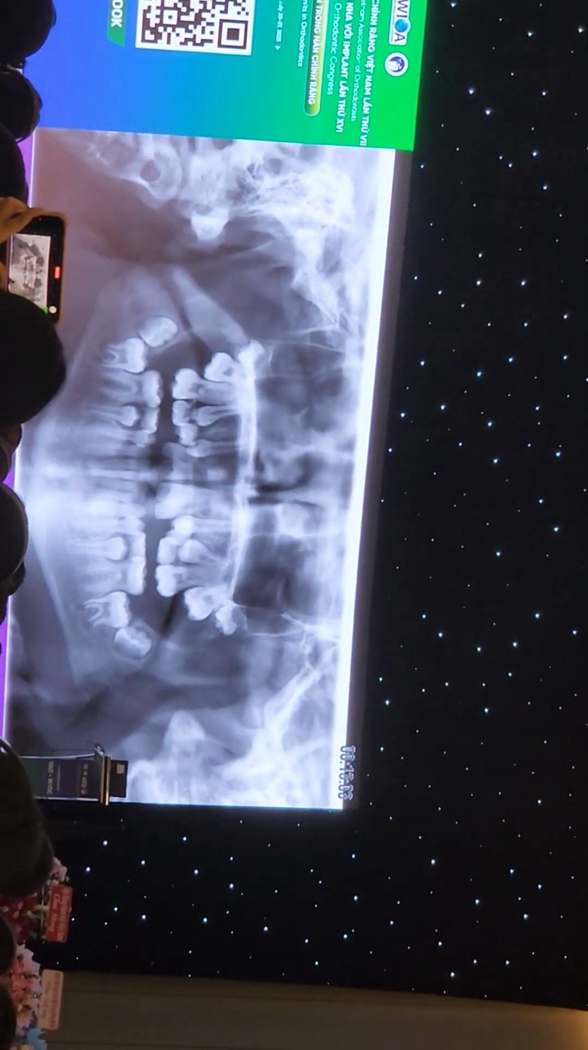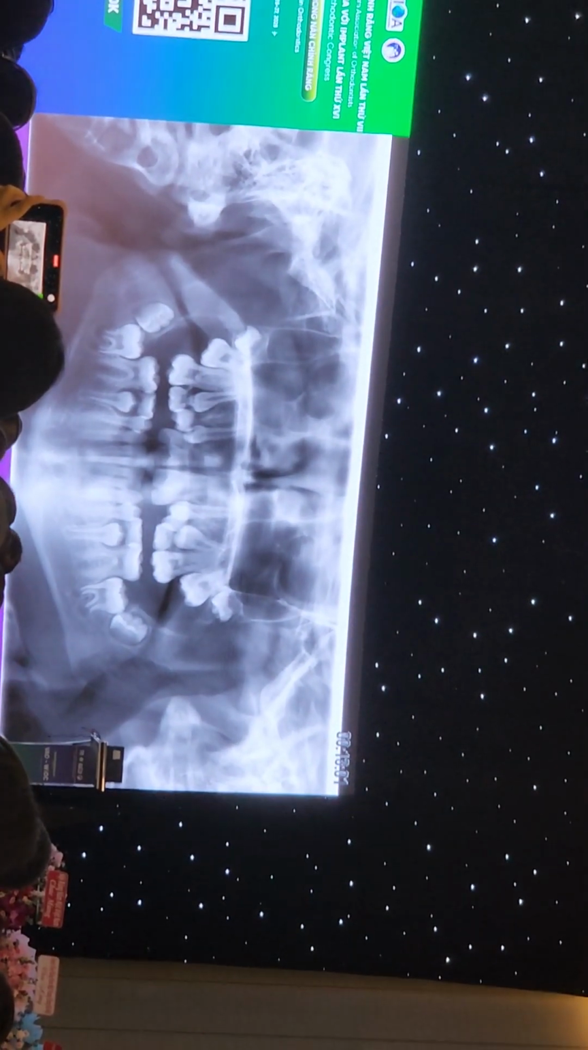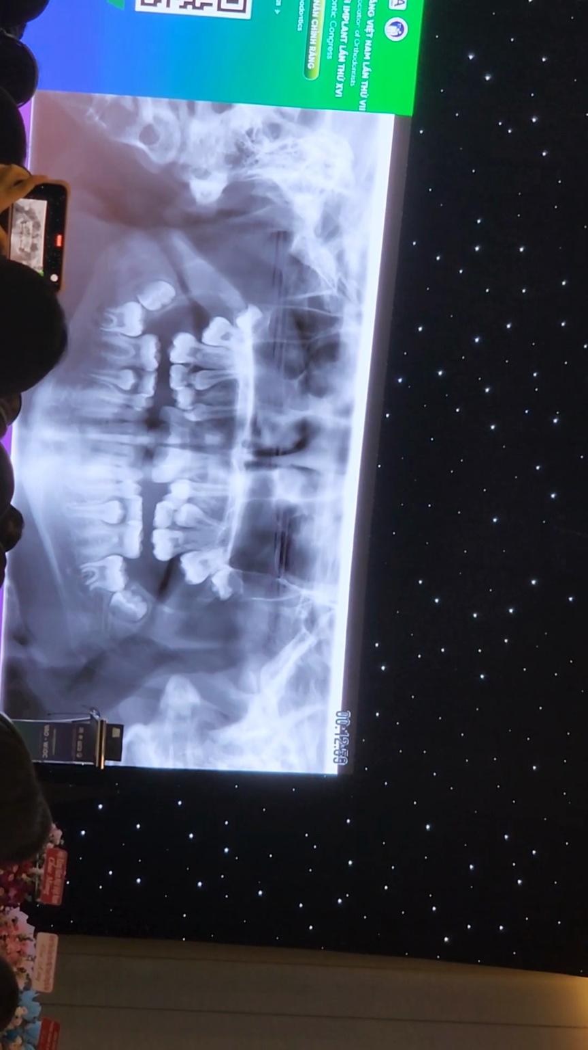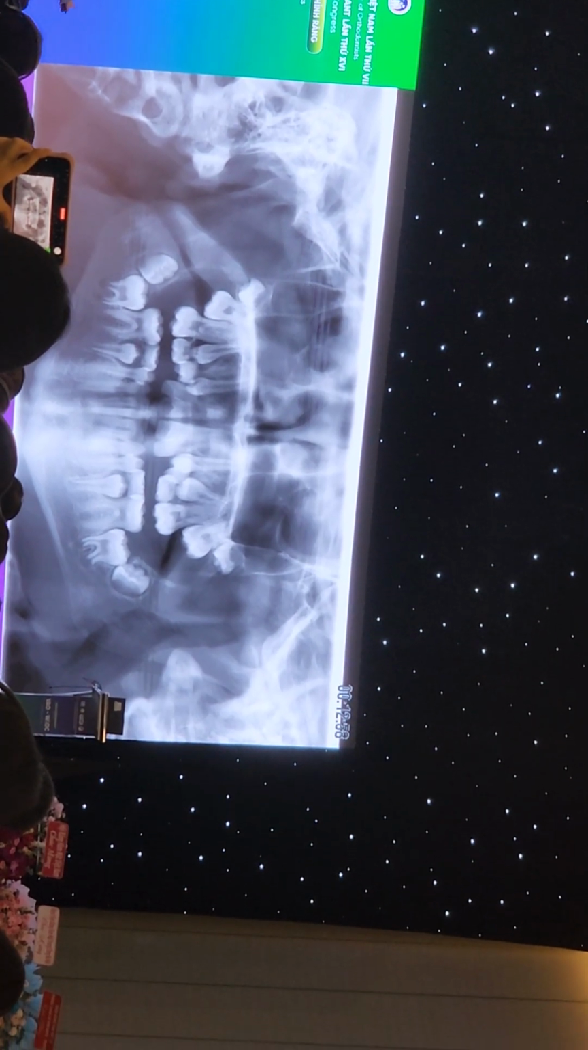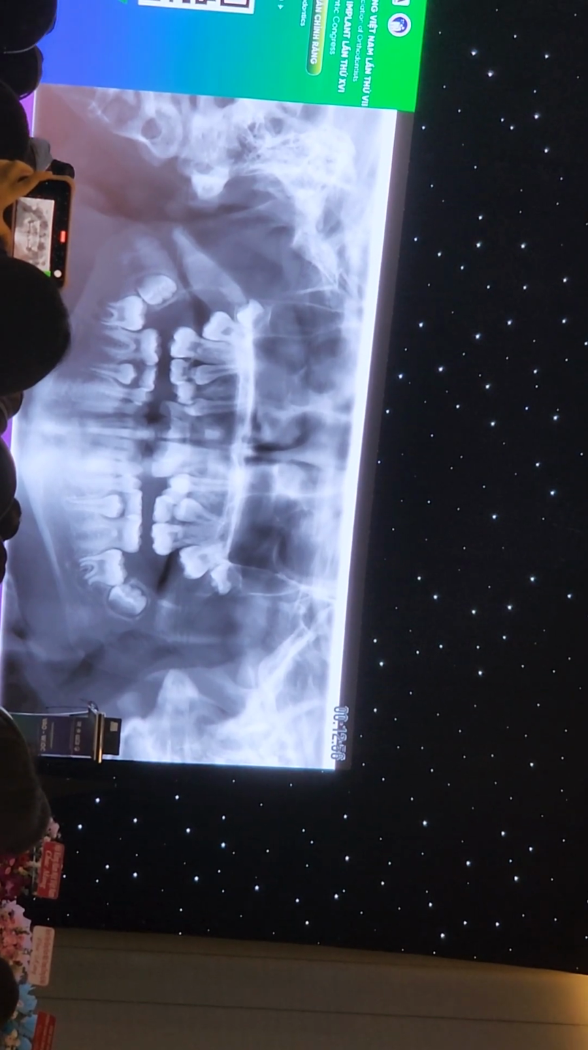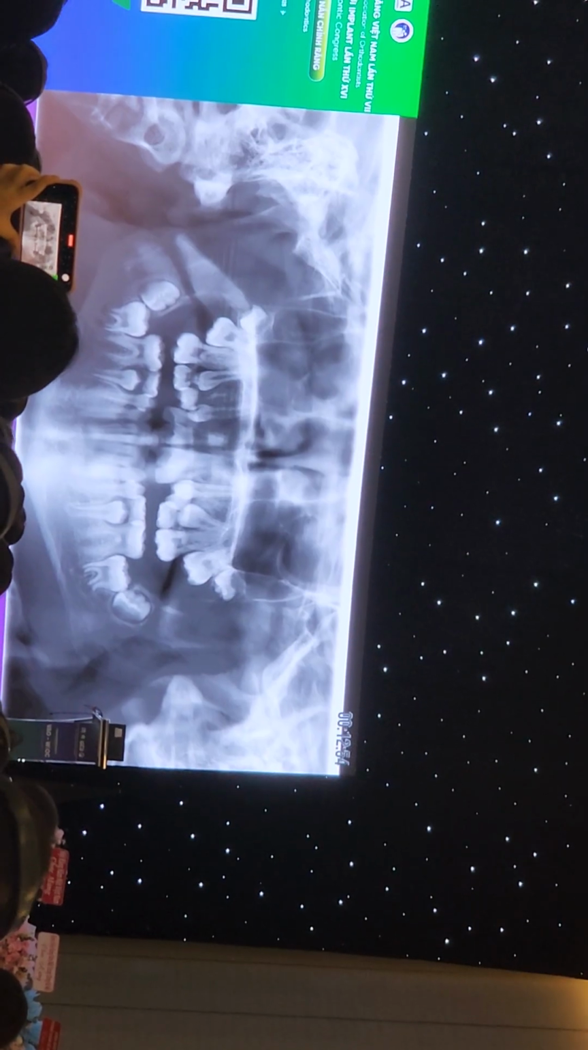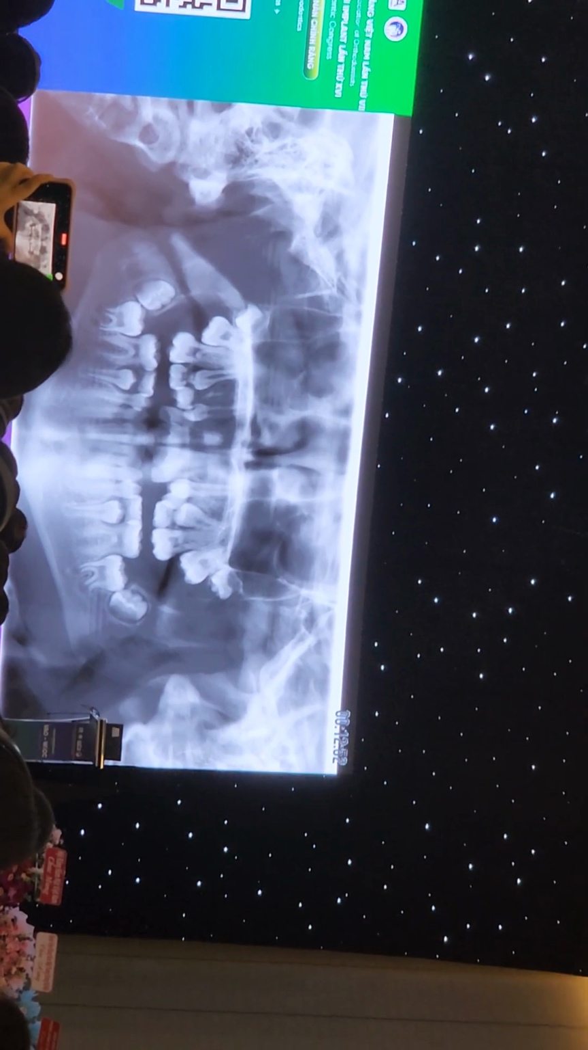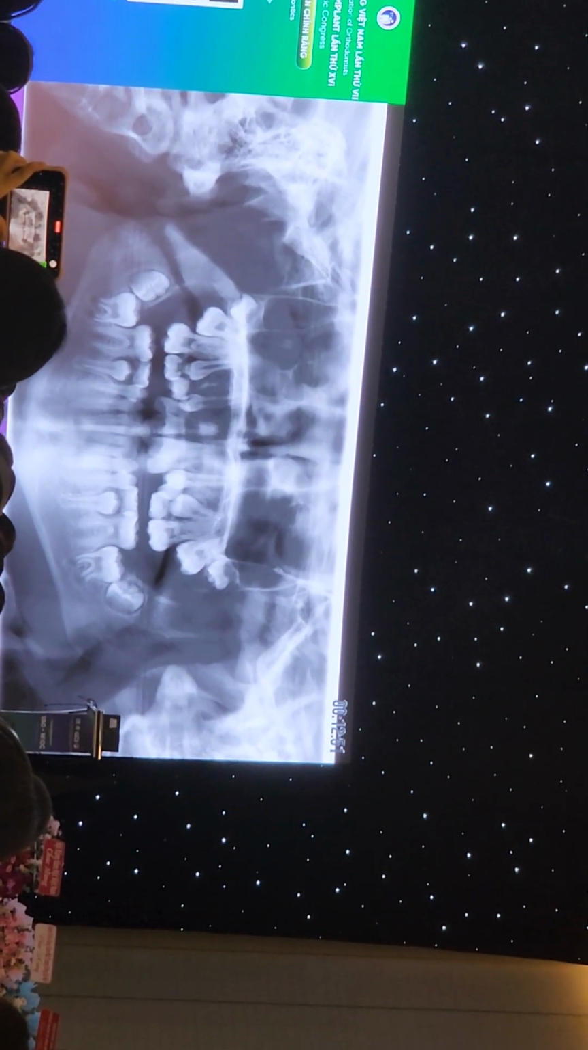So what are you going to do, okay? There's no teeth missing, all right? But take a look at the third molars at the back. This is fighting the second and third molar. They're fighting to come in.